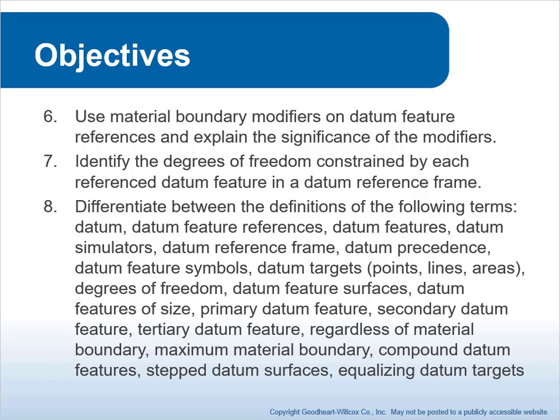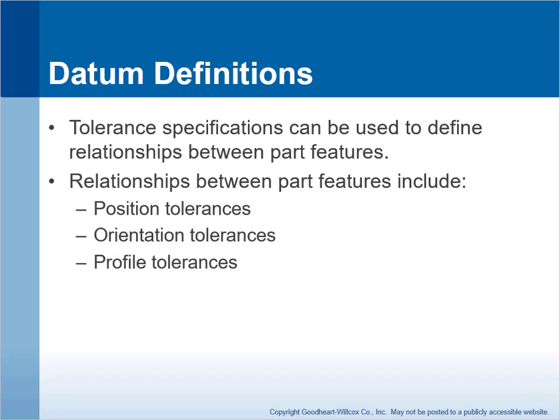6, use material boundary modifiers on datum feature references and explain the significance of these modifiers. 7, identify the degrees of freedom constrained by each reference datum feature in a datum reference frame. And then we have our terms. Please be aware of the terms. So let's start with some definitions.